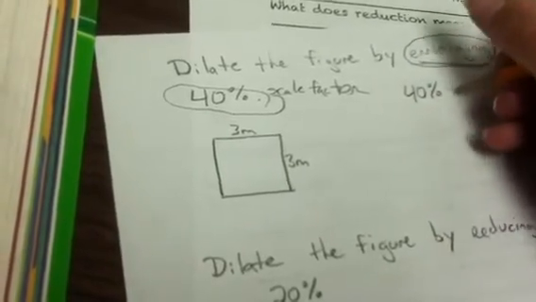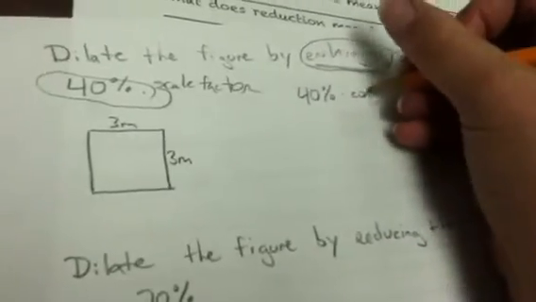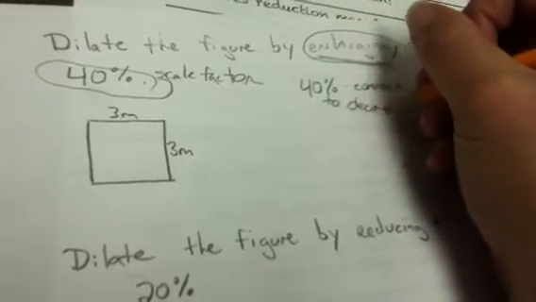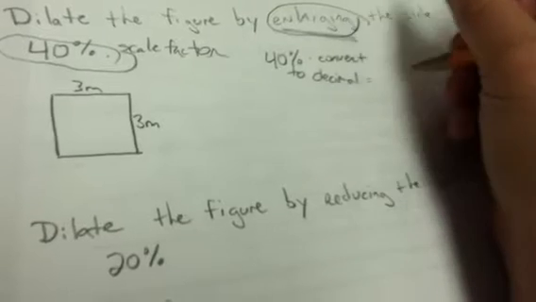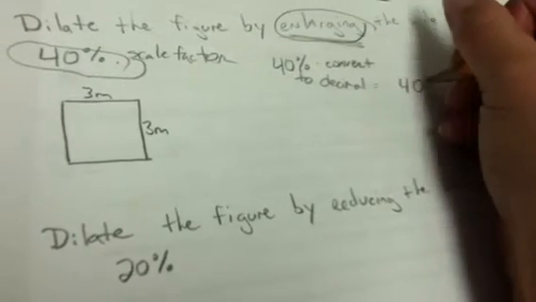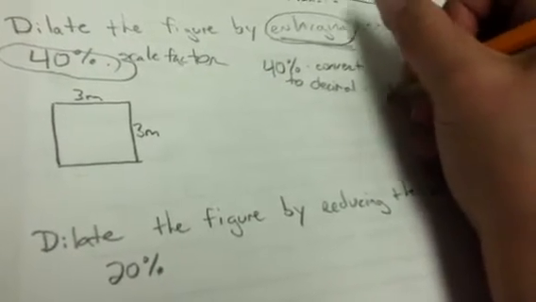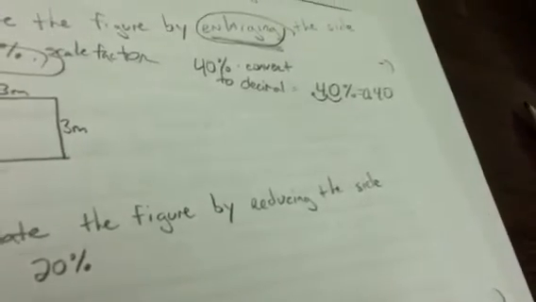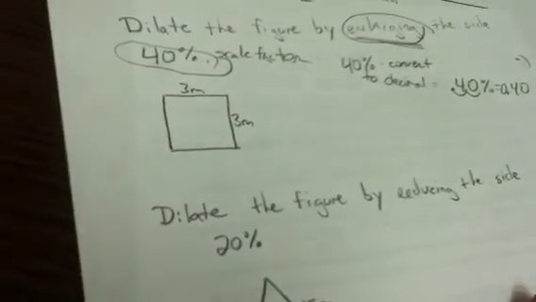40% converted to a decimal. To convert to decimal, we move our decimal two times to the left. It becomes 0.40, or 40 hundredths, or 4/10.